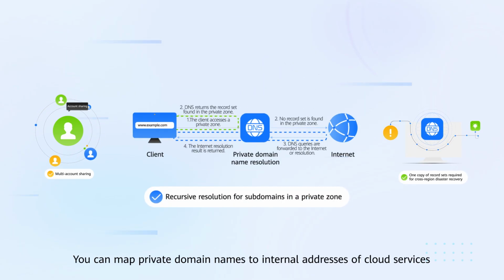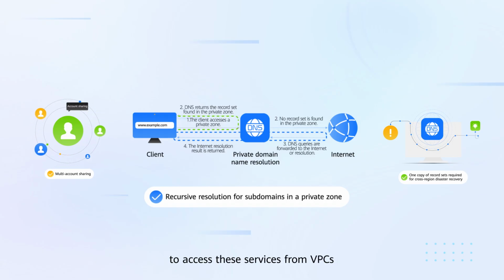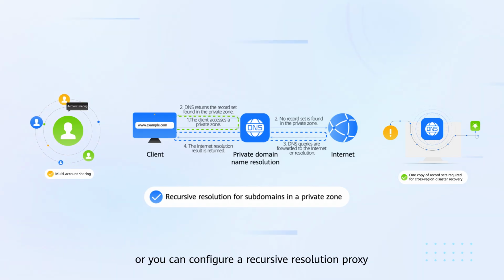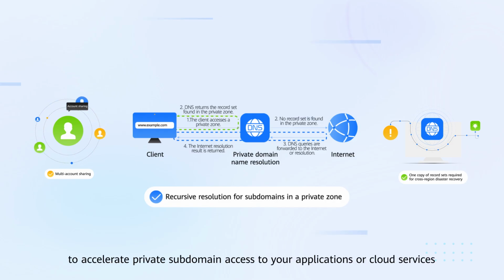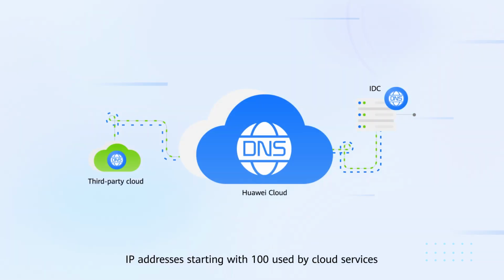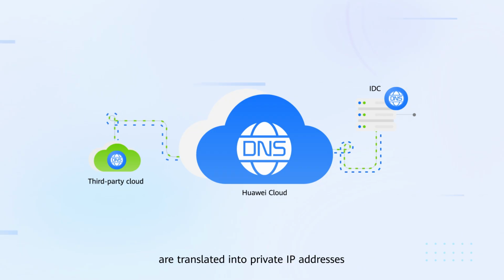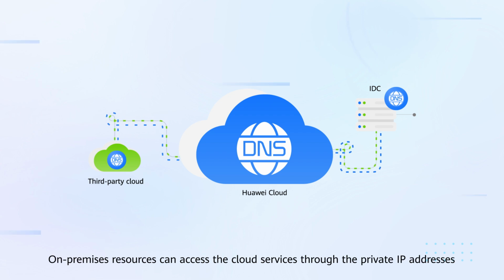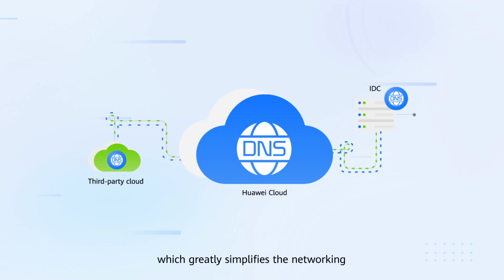You can map private domain names to internal addresses of cloud services to access these services from VPCs, or you can configure a recursive resolution proxy to accelerate private subdomain access to your applications or cloud services. For hybrid DNS resolution, IP addresses starting with 100 used by cloud services are translated into private IP addresses. On-premises resources can access the cloud services through the private IP addresses, which greatly simplifies the networking.